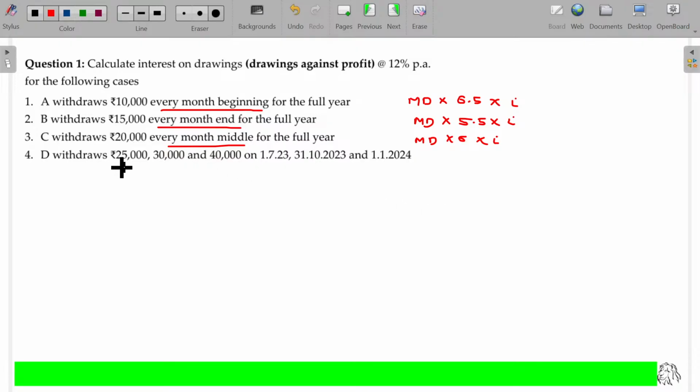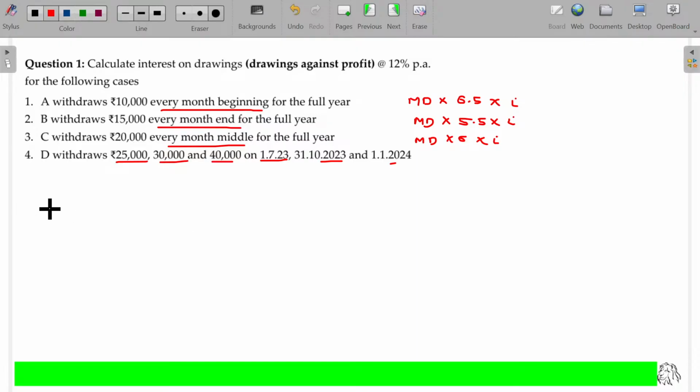Now the fourth case, D withdraws 25,000, 30,000, 40,000 on three different dates. Then how can we calculate? We don't have the shortcut, so we can use either product method or direct method. Product method means taking the number of months or period eligible for interest calculation, and finally calculating interest based on the product value. In case of direct method, for each and every drawing you have to calculate interest separately. Is that okay? You have to understand the difference between product method and direct method. Let me finish up the direct method first, and later I will resolve this using product method also.